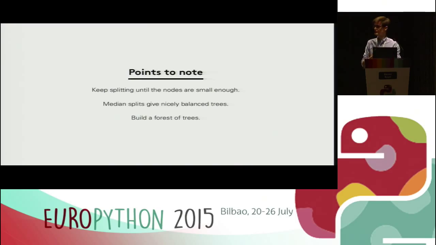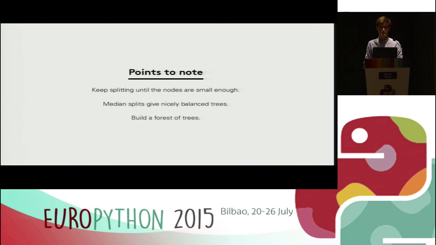So median splits. You take a random line, and then you calculate the median distance from the points to that line, and then you split on that distance. So it's guaranteed that half of the points will always go to the left subtree, and half of the points will always go to the right subtree. That gives you nice balanced trees and faster traversal times.